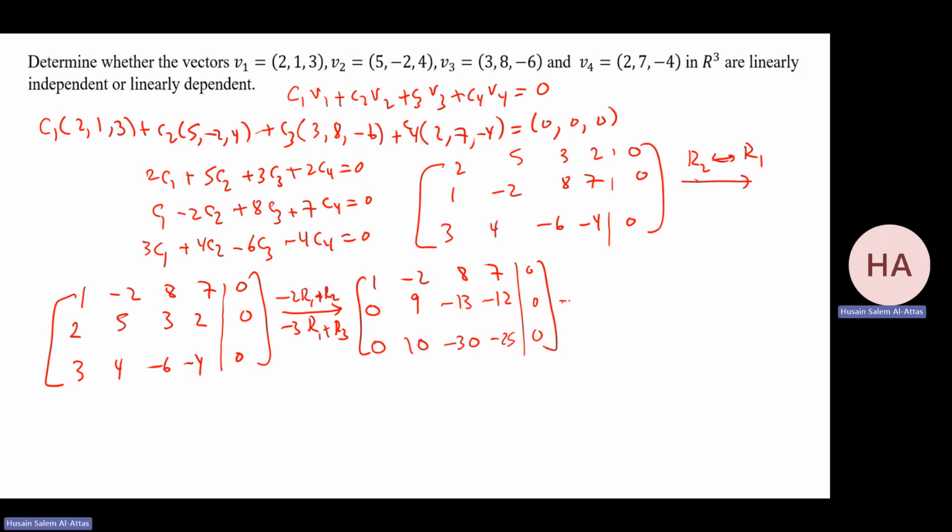Yeah, I can divide by... Yeah, I think we need to deal with fractions. Let me simplify this one. 1 over 5 R3.